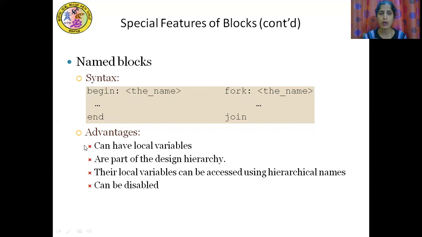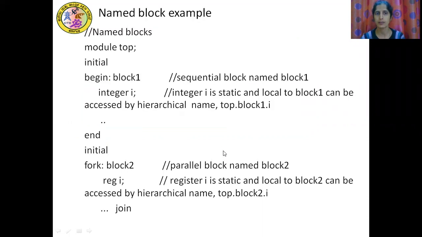So naming of the blocks has certain advantages. First one is they can have local variables. Second one is they are part of the design hierarchy. Third one is their local variables can be accessed using hierarchical names. And fourth one is named blocks can be disabled. So these are the advantages of named blocks. Let us understand named blocks much better with an example.